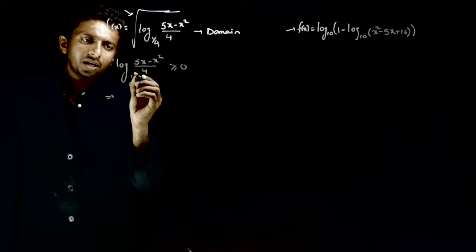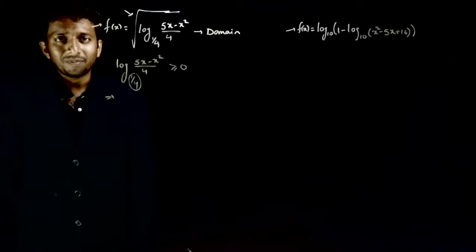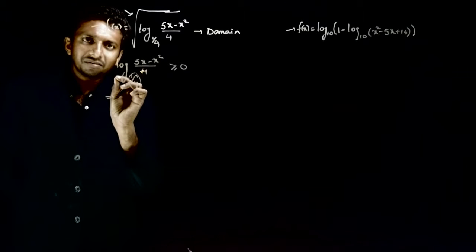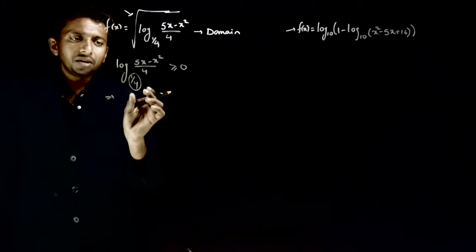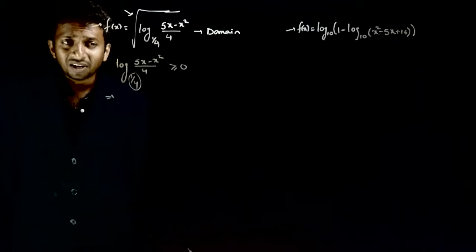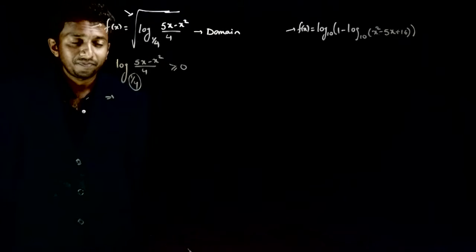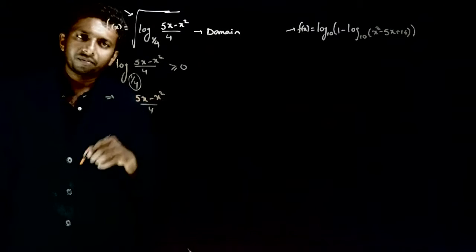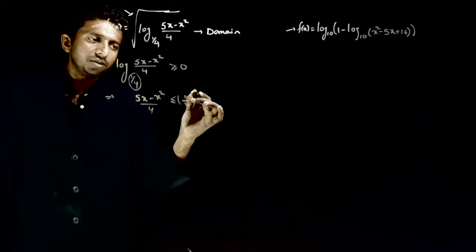So आपको पता है log to the base 1 by 4 is a decreasing function. So when we remove this log from this expression, the sign of the inequality will reverse. याद रखना है क्योंकि हमको पता है log का बेस अगर 1 से बड़ा है तो log is a increasing function. If the base is in between 0 and 1, log is a decreasing function. So आपको (5x minus x square) by 4 is less than or equal to 1 by 4 power 0.